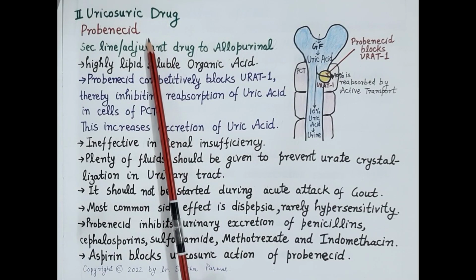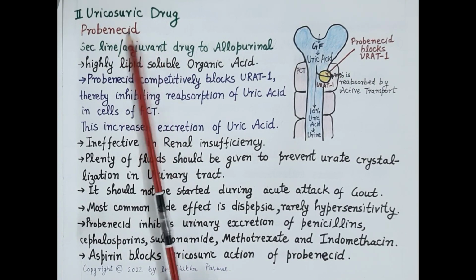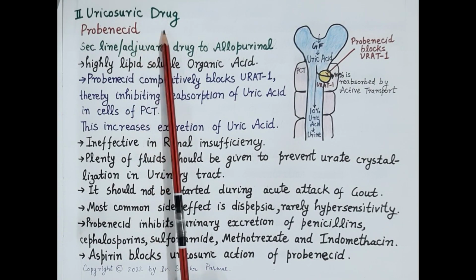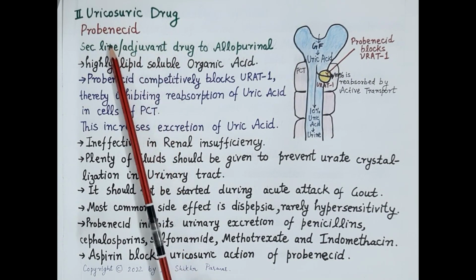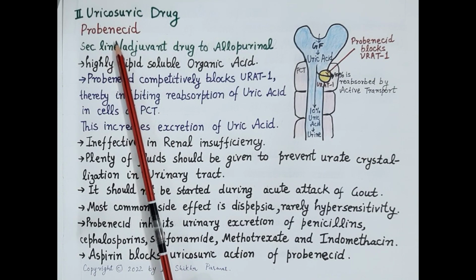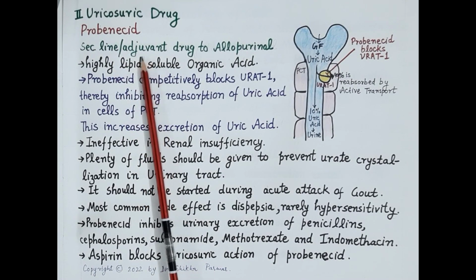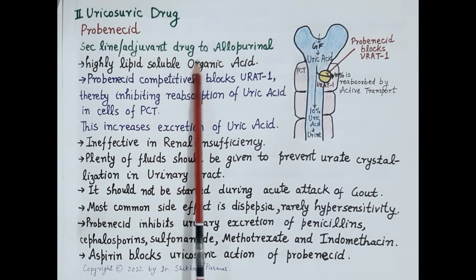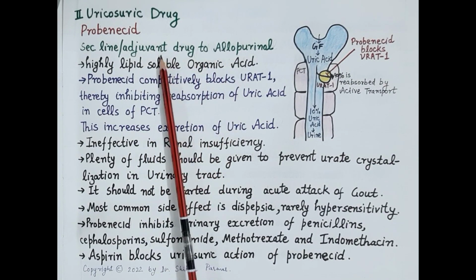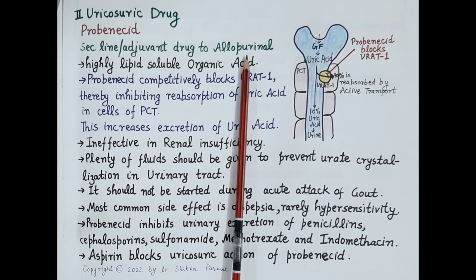Now, the second category of drugs for the treatment of chronic gout are uricosuric drugs. These drugs increase excretion of uric acid in the urine. The most important drug in this category is probenecid. Probenecid is the second line drug for the treatment of chronic gout, and it is also used as an add-on or adjuvant drug to allopurinol. That means it is also used along with allopurinol.